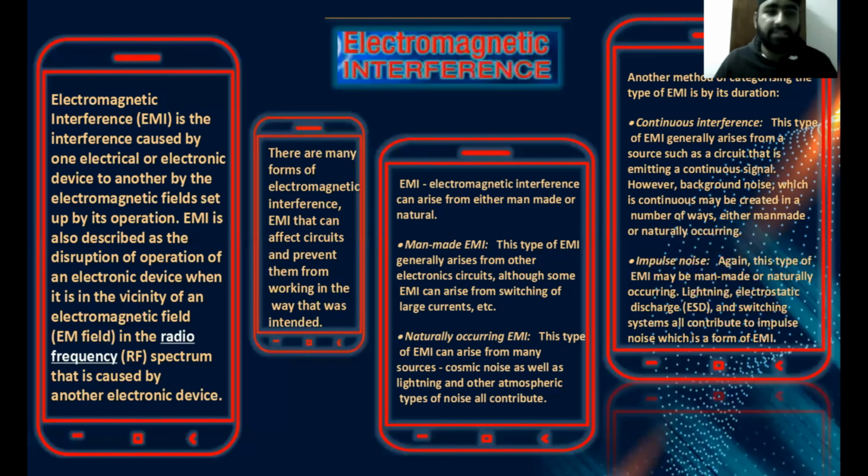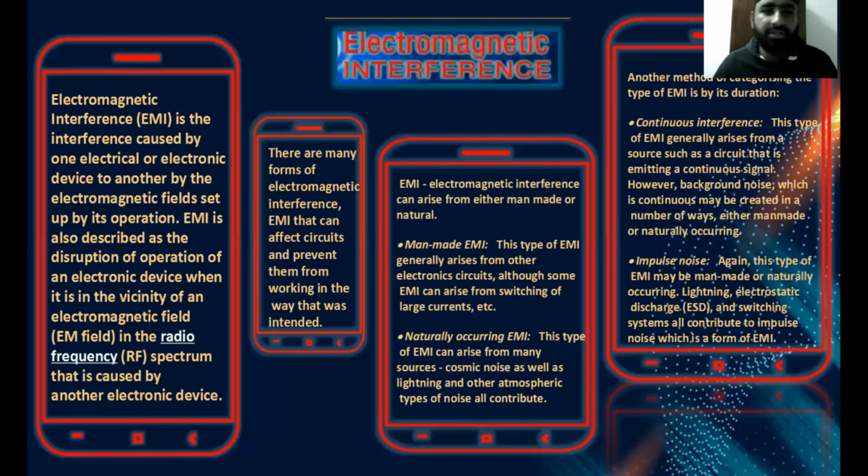The second one is naturally occurring EMI. This type of EMI can arise from many sources such as cosmic noise as well as lightning and other atmospheric types of noise. Other than that, we can also categorize EMI by its duration. So the first one is continuous interference. This type of EMI generally arises from a source such as a circuit that is emitting a continuous signal.